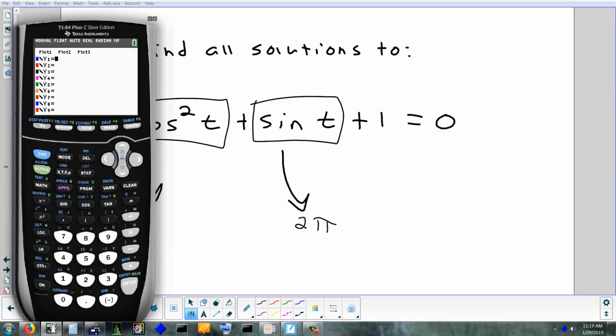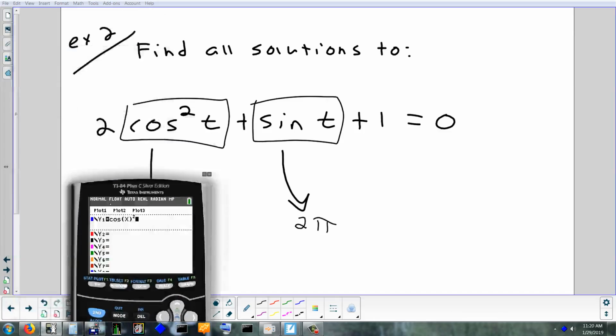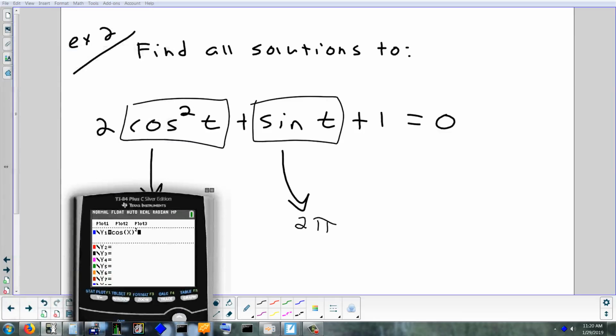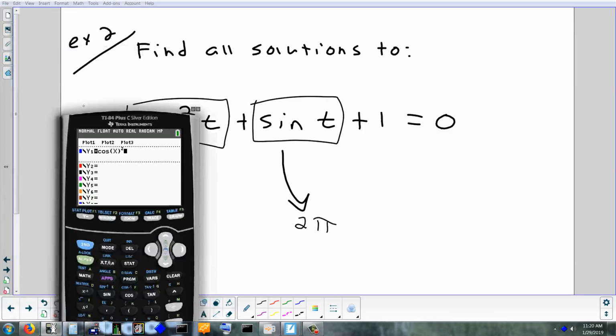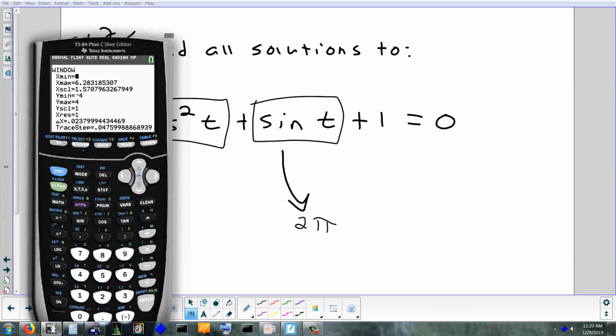This is how you type in cosine squared: cosine x, close parenthesis, squared. What I typed in right there is what you see in that first box. It's very important that the exponent is outside the parenthesis. I'm going to set a window from 0 to 2 pi and hit graph.